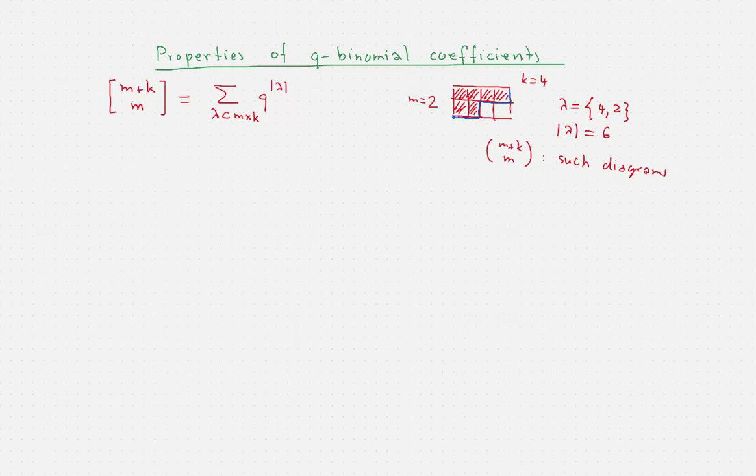Of course, this is the same as m plus k choose k. And actually, that's the first property that we would like to begin with. So we would like to see that for these Q binomial coefficients, it's true that m plus k choose m is the same as m plus k choose k. And here the idea is that we have to go from an m by k grid to a k by m grid.